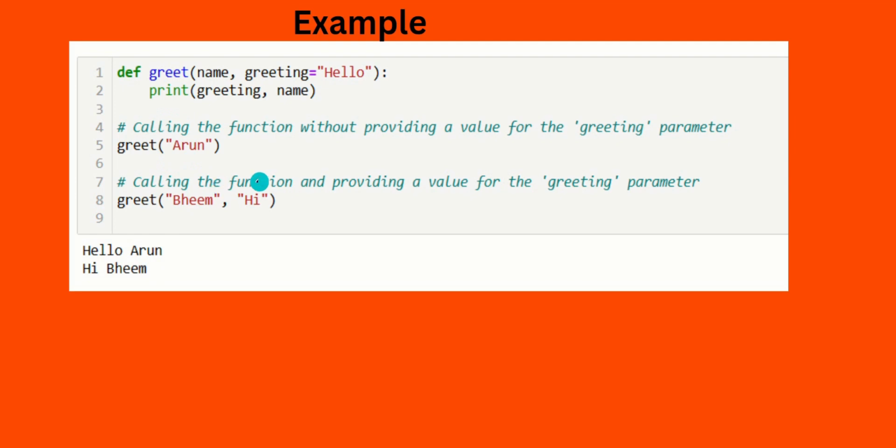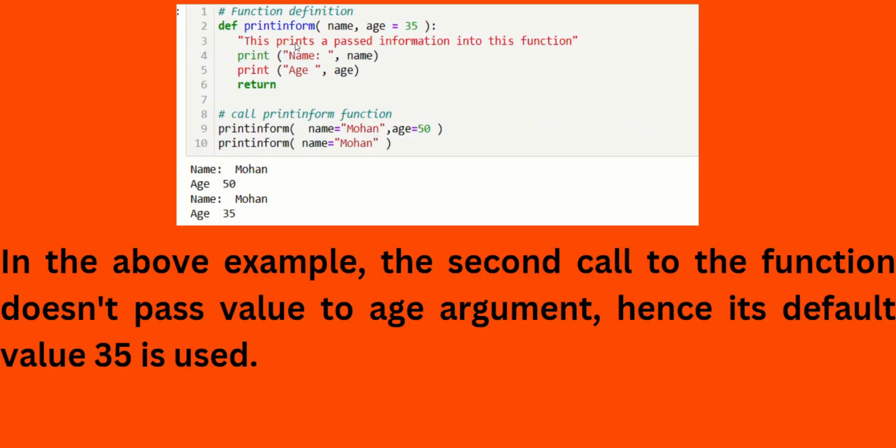Next example, I have another function called print_inform which has two parameters, name and age, but age has default value 35. In the fourth and fifth line I am printing name and age, and a return statement is also there. Next, in the ninth line I am calling this function print_inform. Both the parameter values I am defining here. See, name is equal to Mohan, comma, age is equal to 50. Therefore, my output will be Mohan, age 50. Now, in the 10th line, I am passing only one parameter, that is name is equal to Mohan. What should be my default value? Age 35. Therefore, I am getting my output as Mohan, age 35.